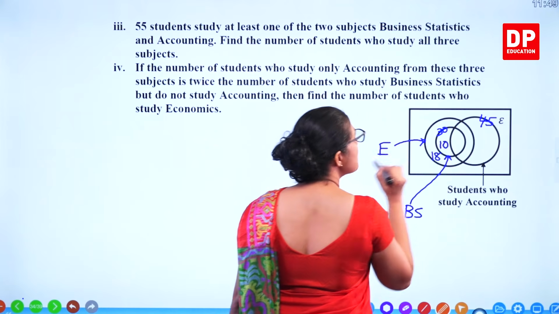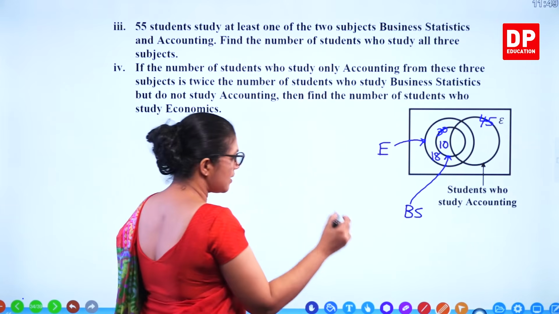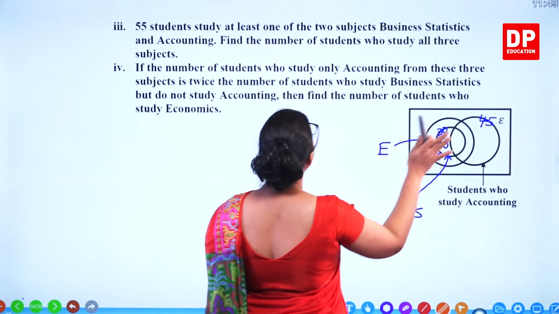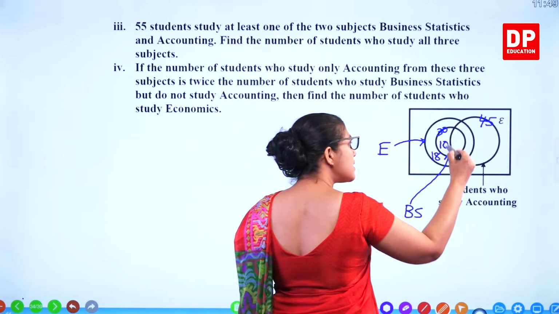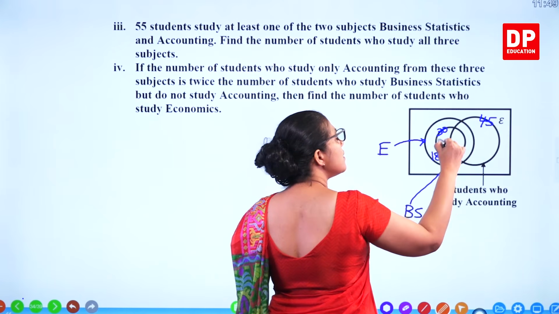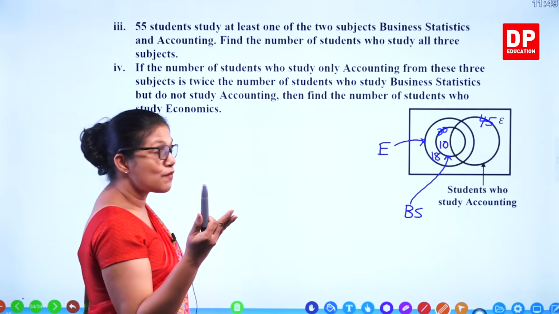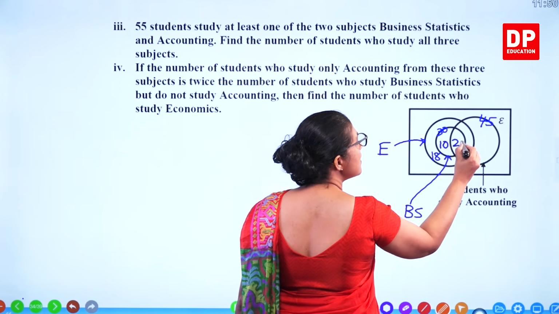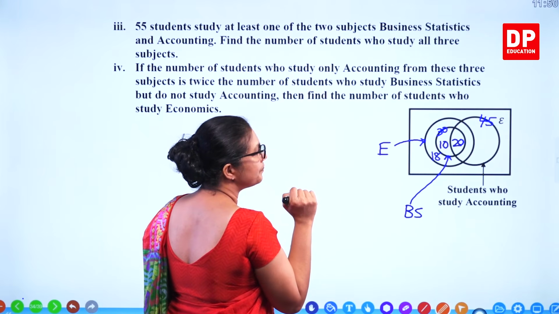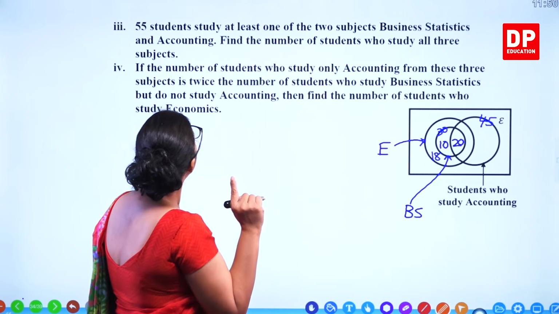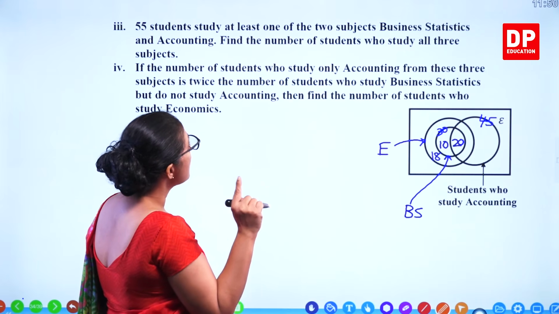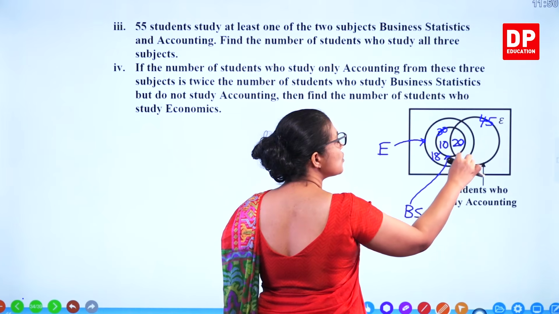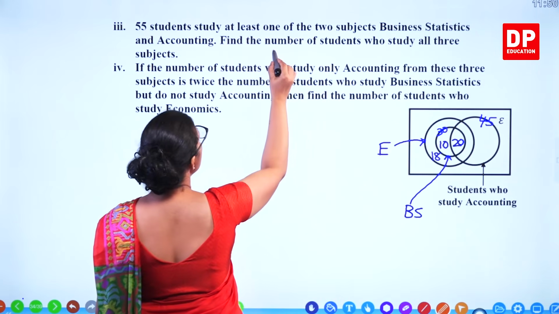So this becomes 10. Look again at this circle and this circle, all together 55. But we know this is 45. So the other part, 55 minus 45, that's 10, should be here. If this is 10 here and this is 30, this becomes 20. Now it says find the number of students who study all three subjects. So where is that region? All three subjects is this region. So that's 20.